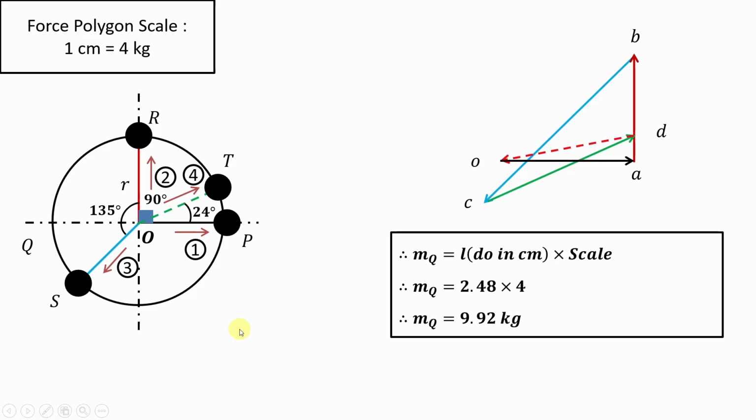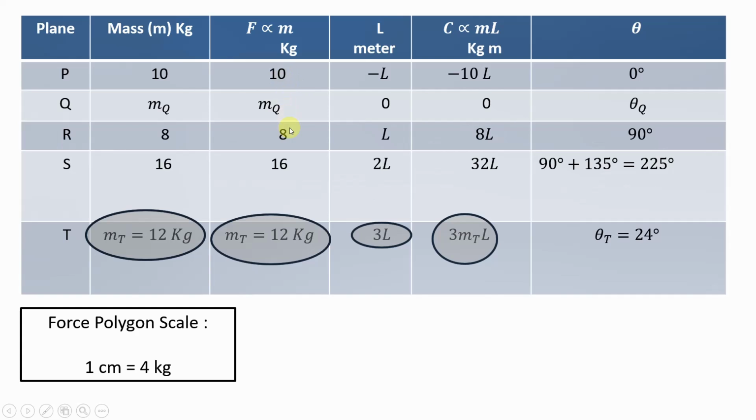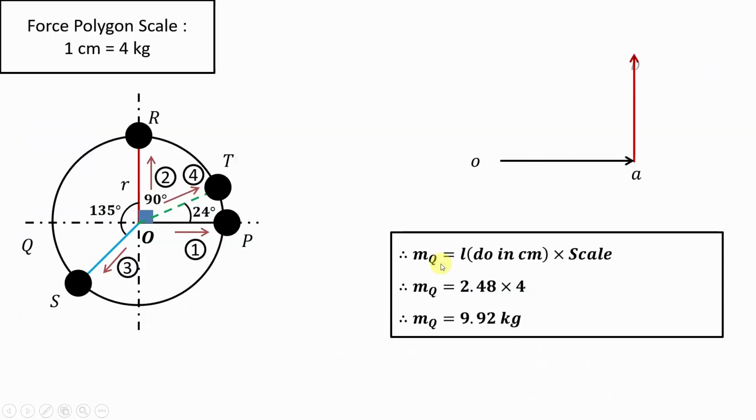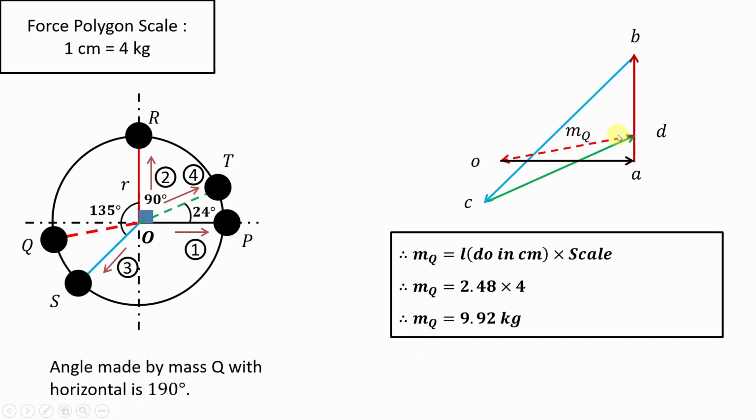So all these values which we have taken into consideration: this is 2.5, this is 2, this is 4 and this is 3. So all these things we have considered in this diagram, that is 2.5, then 2, then 4 and then 3 centimeter, and then the closing side. The closing side will be nothing but the unknown mass, that is mq. So this is our mq.